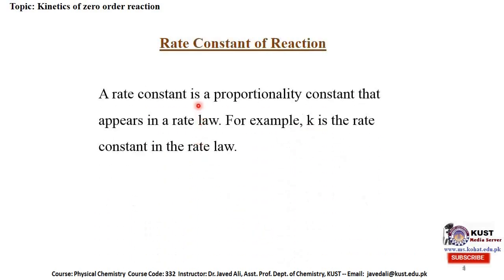A rate constant is a proportionality constant that appears in the rate law. For example, the K is the rate constant in this rate expression or rate law. So this K is known as rate constant.